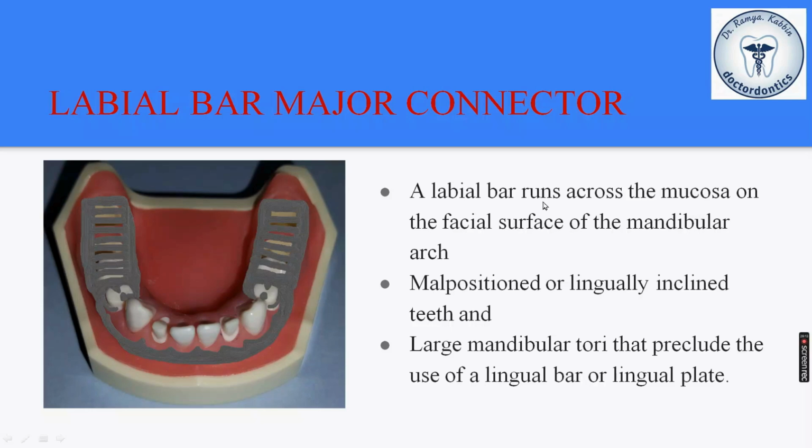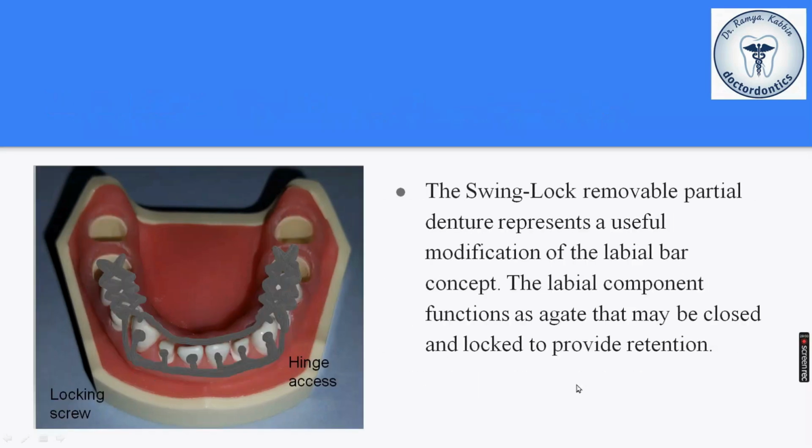connectors. Where you can use this labial major connector is whenever there is malposition or lingually inclined teeth, or large mandibular tori that preclude the use of a lingual bar or a lingual plate. In this condition, you have to use a labial bar. Try to avoid the labial bar because success with the labial bar is really less. So whenever possible, try not to use the labial bar. Try to convert the case to one which will accept other connectors, not labial connectors.